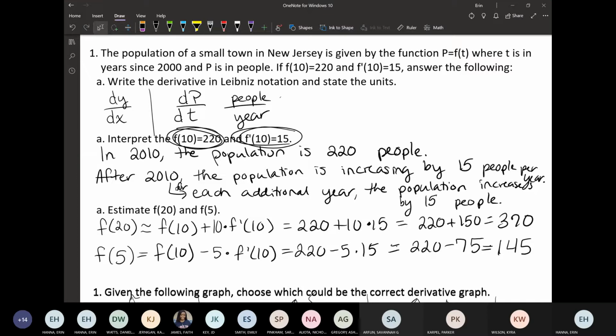Okay, I usually have like the dt over dt. Wait, so really that's not how you do it. So it always has to be the y value on top. So since we're given p equals f of t, my Leibniz notation has to be the y value on top and the x value on the bottom. So since in our case the p values are kind of like our y's, it needs to be dp over dt.